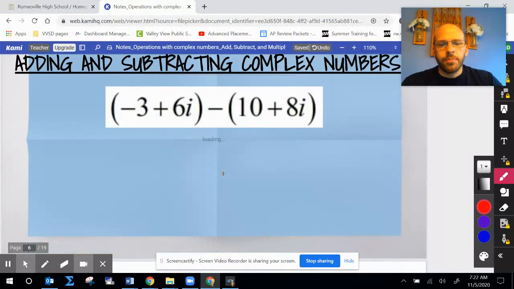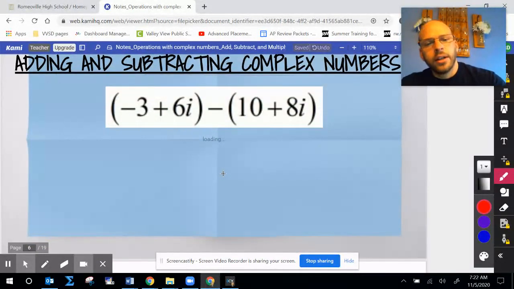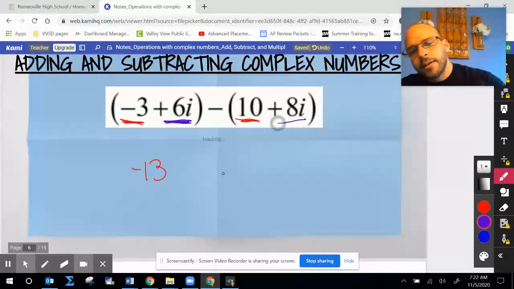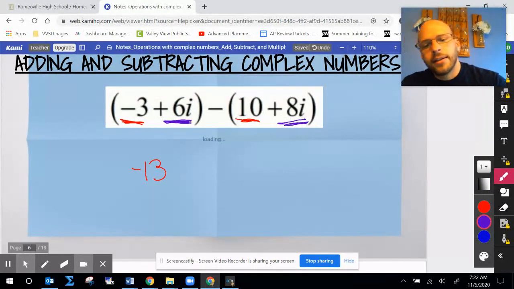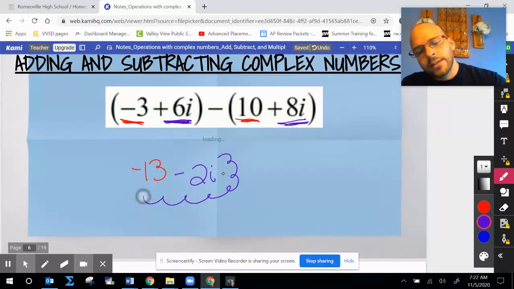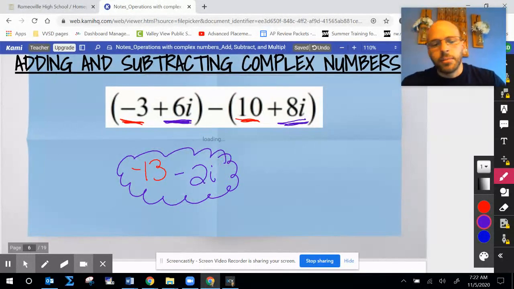So I've got a few more examples, same way, right? I can do -3 minus 10. So -3 minus 10 is -13. That would be my real number. And then I can do 6i minus 8i, which would be -2i. And that is my complex number. All right, it's that simple.